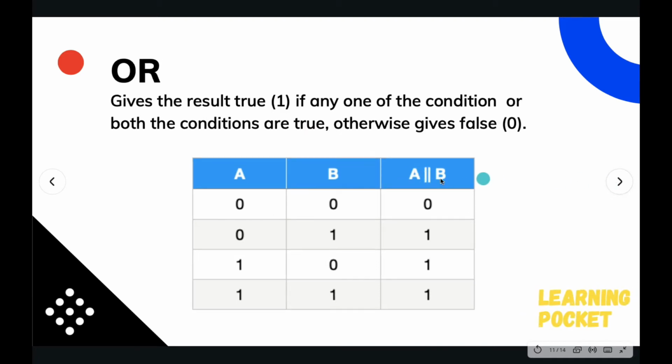Next we have the OR operator. The OR operator gives the result 1 if any one of the conditions is true. It only requires one condition to be true. If either condition is true, or both are true, the answer is going to be true. You can see in these two cases that one condition is true, here A is true, here B is true, and the output is true. Where both are true, the output is again true. Where both are false, the output is false.